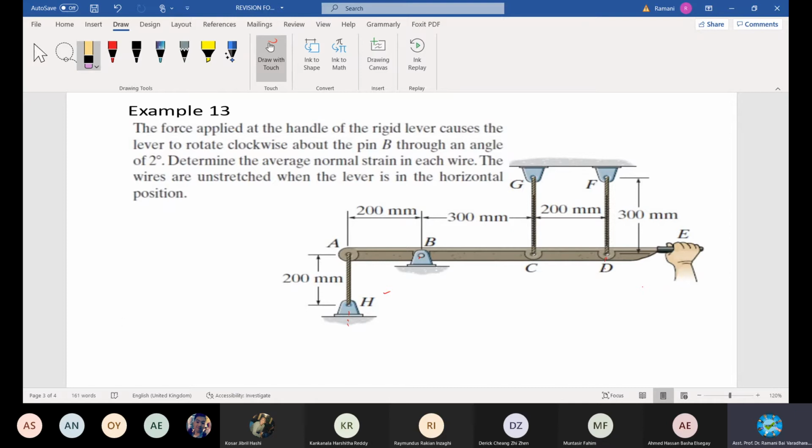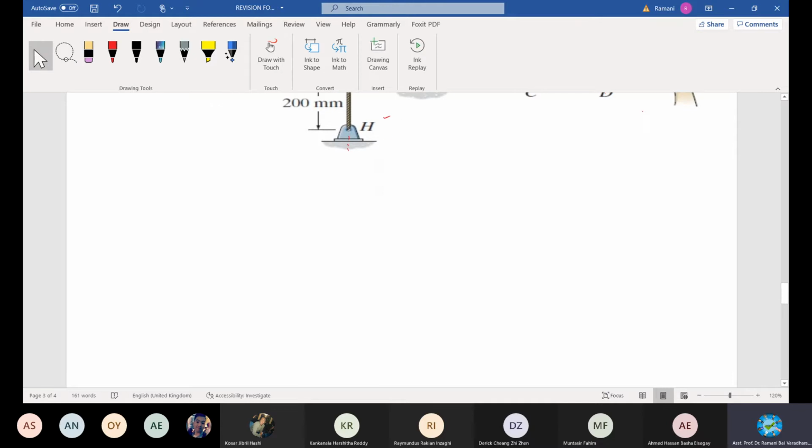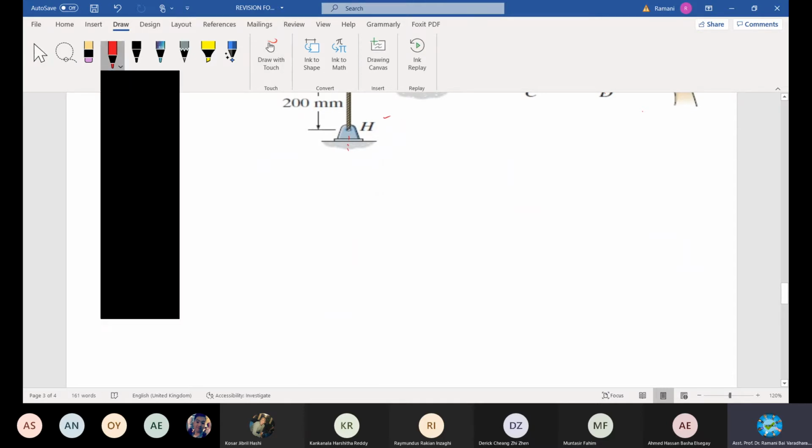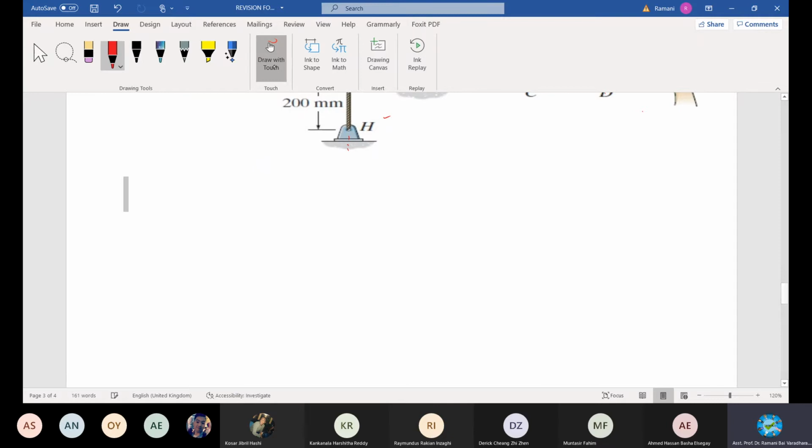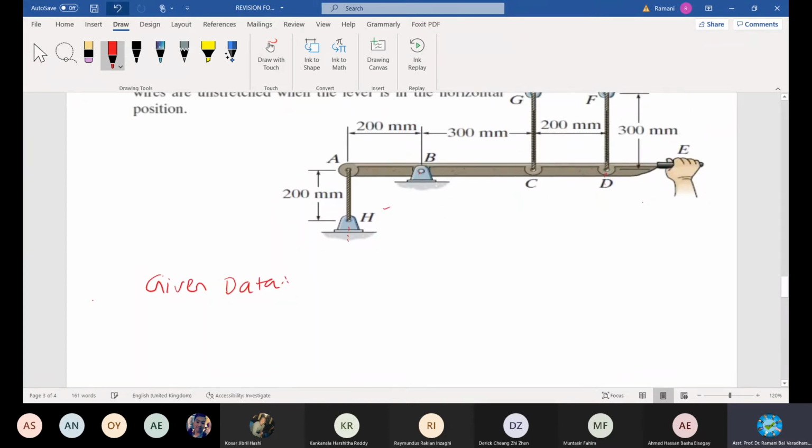Given data, write down the given data. Please work along with me. Are you doing it? You are given the members and the original depths. Better you write down the original depths, otherwise you'll get confused.